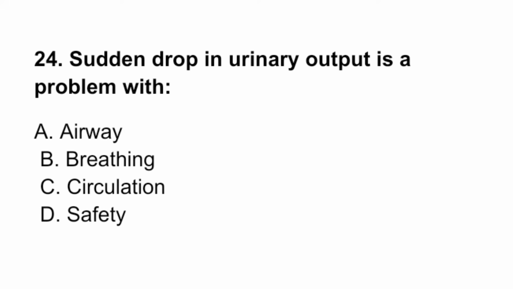24. Sudden drop in urinary output is a problem with A. Airway. B. Breathing. C. Circulation. D. Safety. Answer is C. Circulation, perfusion.